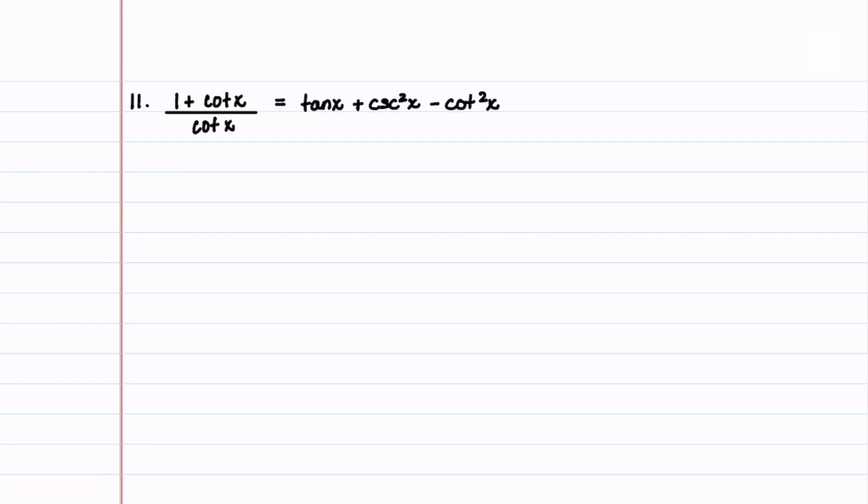On the left-hand side, we only have cotangent, and on the right-hand side, we have tangent, cosecant, and cotangent. So let's go ahead and write tangent in terms of cotangent and cosecant squared in terms of cotangent squared. Tangent x is equal to 1 divided by cotangent x, and we know that cosecant squared x is 1 plus cotangent squared x. Let's plug both of these in.